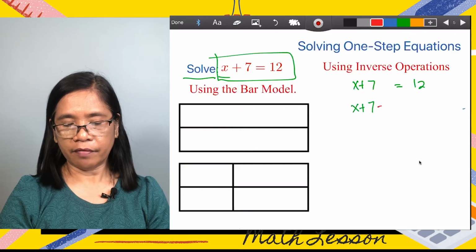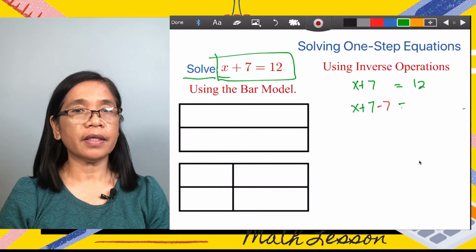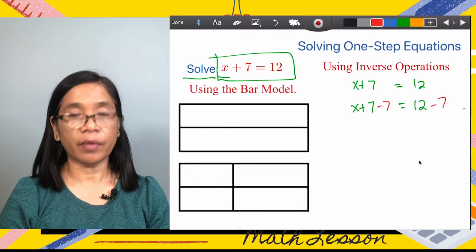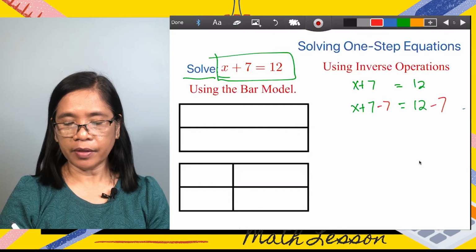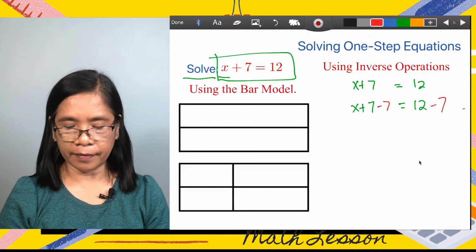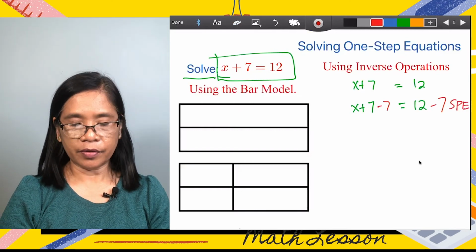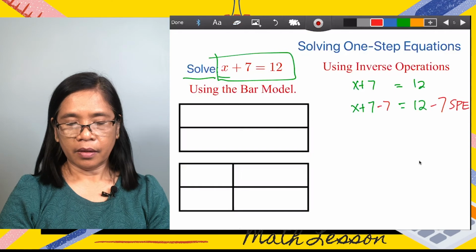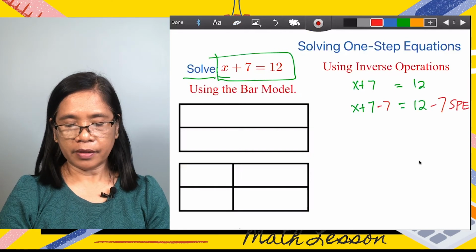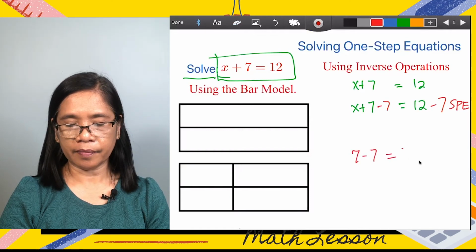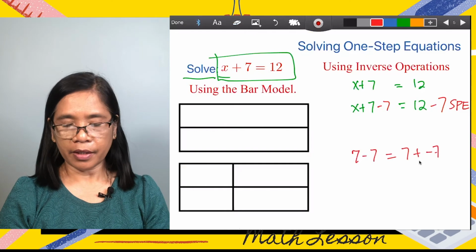So we have x plus 7, minus 7. And if we subtract 7 on the left side, we will also need to subtract 7 from the right side, 12 minus 7. And this is justified by the subtraction property of equality. Then we know that a number plus its inverse is equal to 0. So we now have x plus 0 is equal to 5. Again, this is justified by the inverse property for addition.